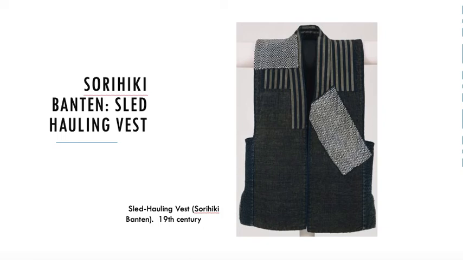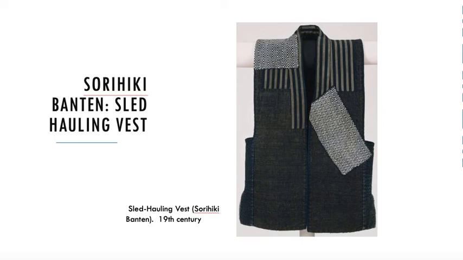So an example of low class or limited access Sashiko was the Sohiki Bonten sled hauling vest, and this was around the 19th century. It's an example from the Tohoku area, which was culturally and economically isolated from Edo, Kyoto, and Osaka, which were the major populated areas of the time. The isolation, along with the harsh climate, made it hard for them to cultivate any sort of income, and their harvests were pretty poor, so this left them to limited access in supplies.